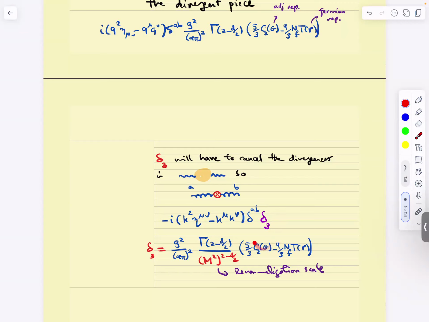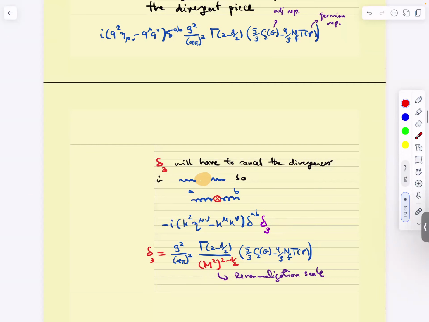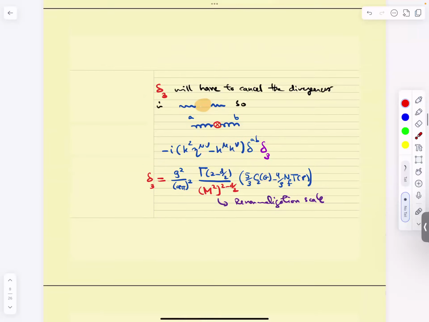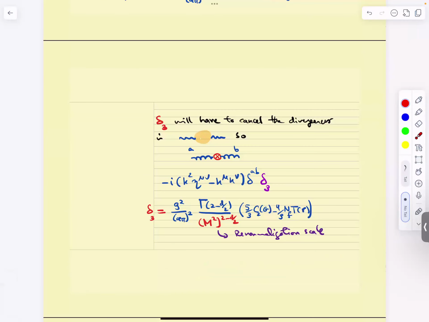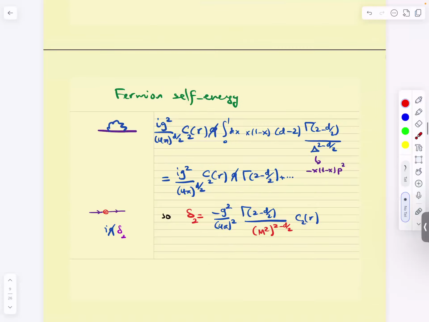Therefore, delta 3 will have the m dependence. So it's a thing that will cancel the divergences at this scale. And if you recall, the beta function comes from m d/dm, which means that all that we need to care about is just delta 3, because that's the only thing that depends on m squared.